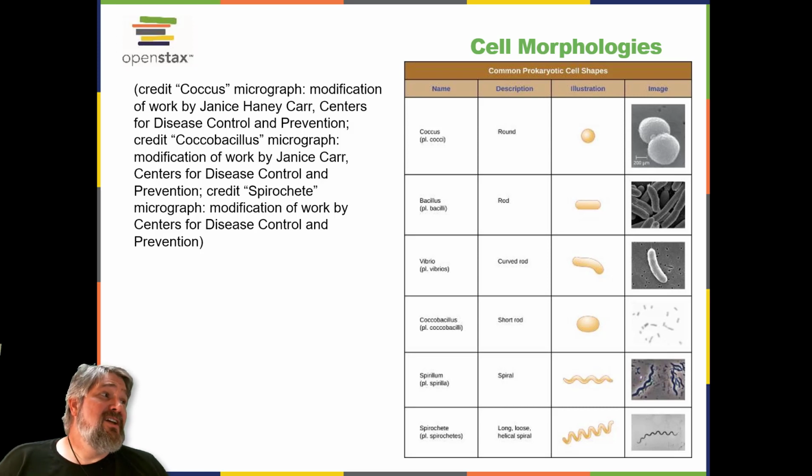So cell shapes, we have the coccus, which is round, pretty much a sphere. The bacillus, which is a rod. Vibrio, which is a curved rod. Vibrio cholera being an example of a curved rod. The coccobacillus, which is a short rod. The ubiquitous Escherichia coli being an example of such. There is the spirillum, which is the spiral shape, and then spirochetes, which are long, loose helical spirals.